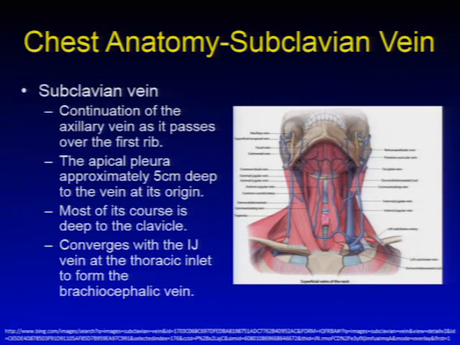The next subject we will cover under the topic of chest anatomy is the subclavian vein. The subclavian vein is a continuation of the axillary vein as it passes over the first rib. It then converges with the internal jugular vein at the thoracic inlet to form the brachiocephalic vein. It is found deep to the clavicle through most of its course, and the apical pleura is found approximately 5 centimeters deep to the vein at its origin.